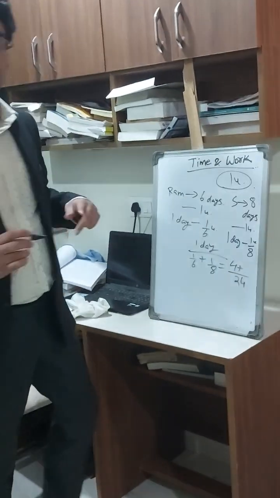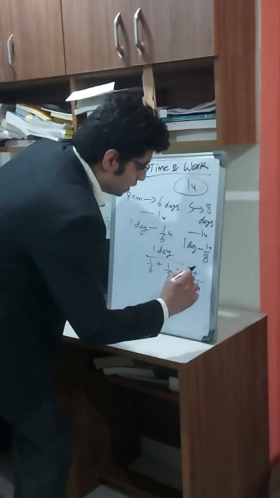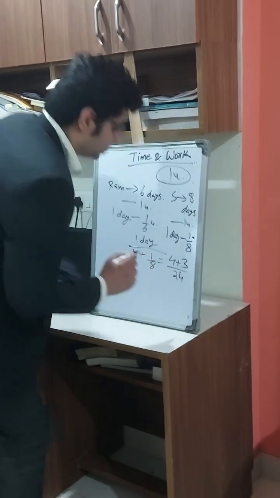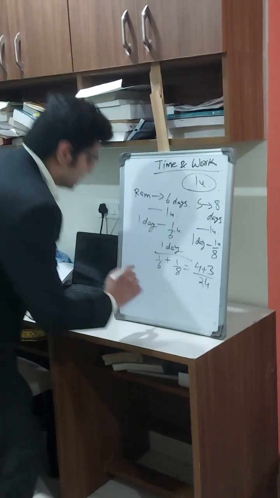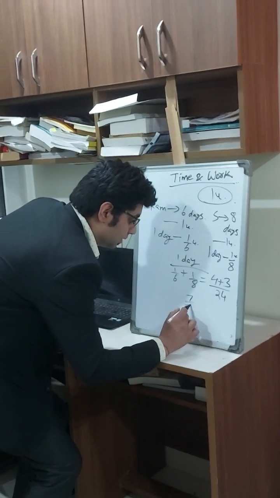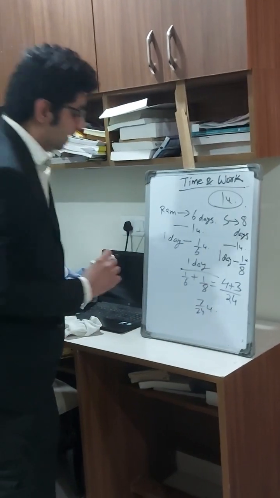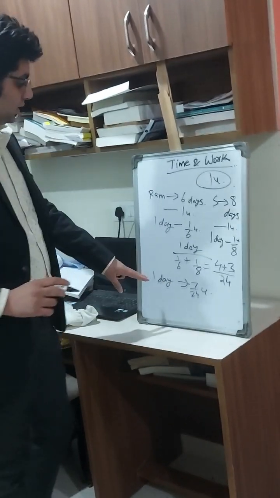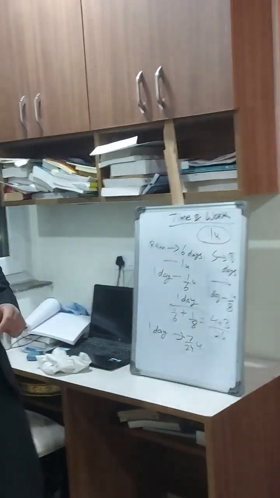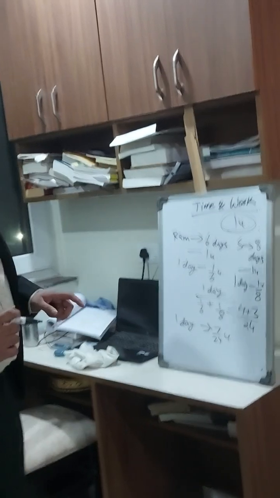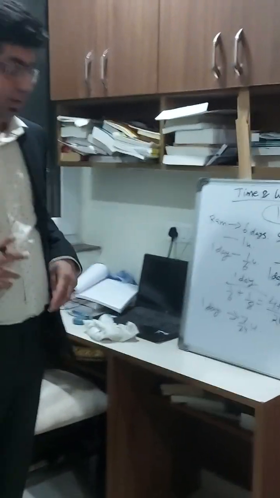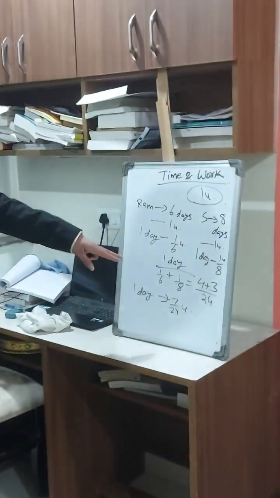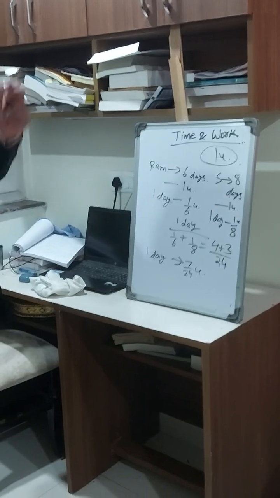8, how many times is 24? 8 threes are 24. So 3 multiplied by 1 is 3. So 4 plus 3 is 7 by 24 unit work they are doing in one day. So we can write one day's work is 7 by 24 unit. So the combined work of Ram and Sham in one day is 7 by 24 unit.